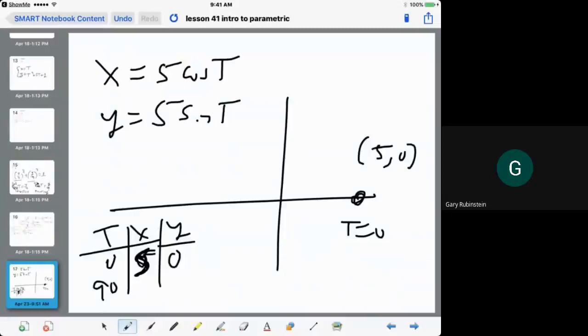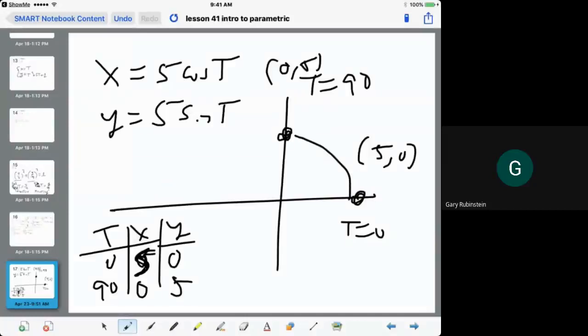But when I put 90 in, cosine of 90 is 0, 5 times 0 is 0. Sine of 90 is 1, so that's 5. So this point over here, for t equals 90, would be the point (0, 5). And I hope that kind of explains why, as it goes from 0 to 90, it would go clockwise. Don't worry so much about why changing t to negative t makes it go in the other direction. We're going to be doing a lot with that eventually, but for now we'll just put a regular t there.